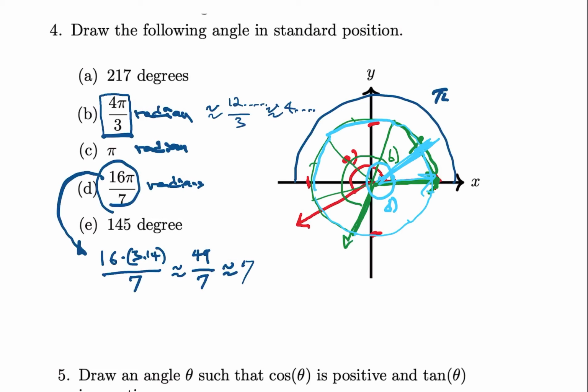And 145 degrees, 150 is somewhere here. Let me draw green. 150 is somewhere here, so you can go a little less than 150. Okay, so for these ones, I know I kind of drew all of them, but try on your own and on 5 different coordinates.